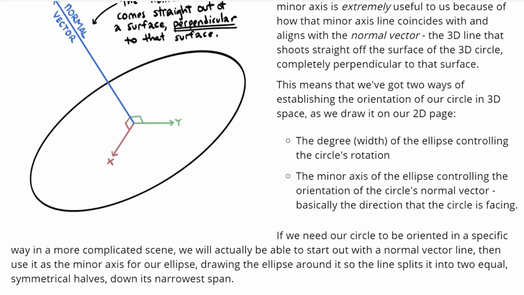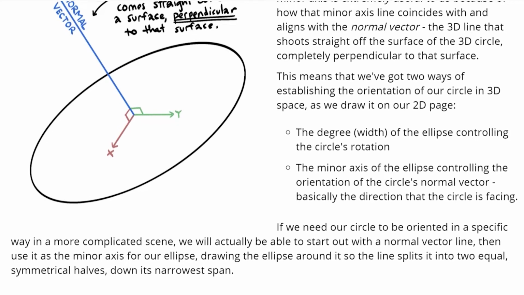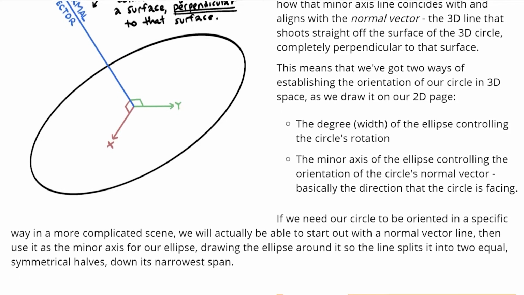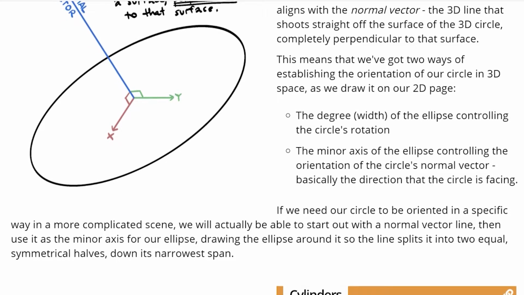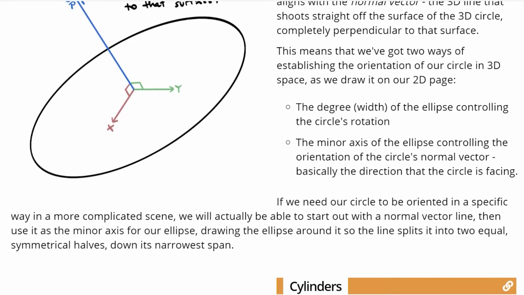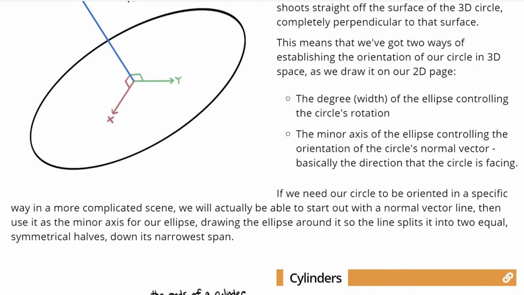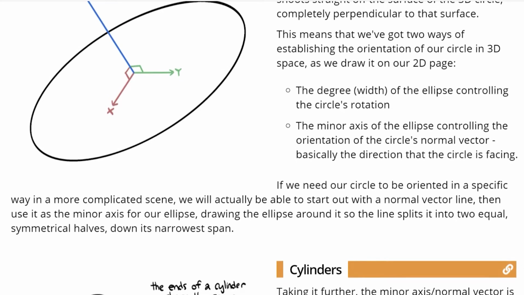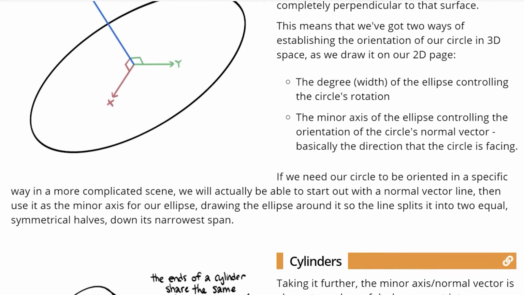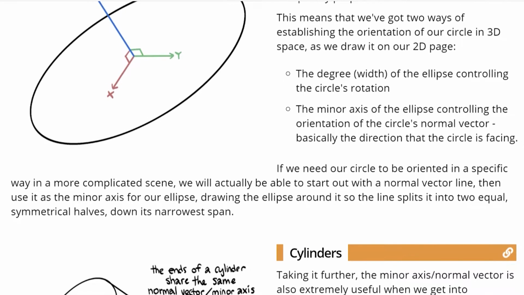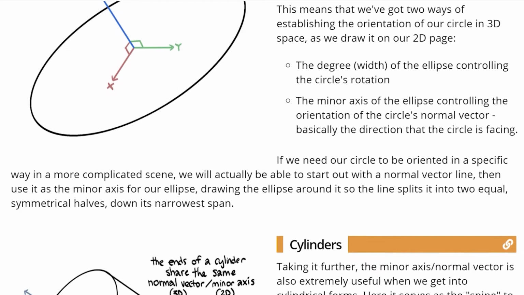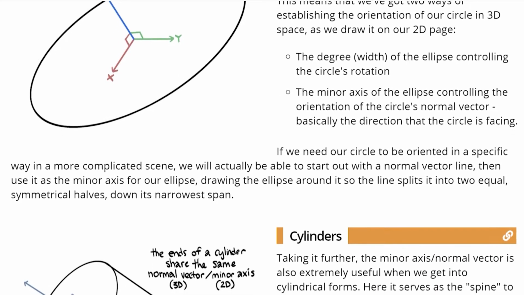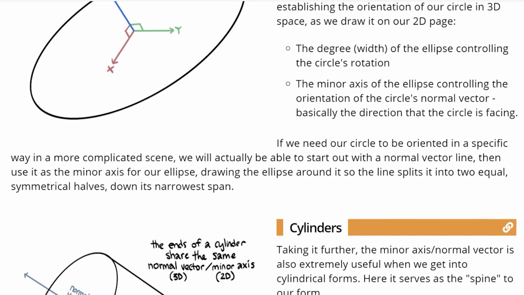If we need our circle to be orientated in a specific way, in a more complicated scene, we will actually be able to start out with a normal vector line, then use it as the minor axis for our ellipse, drawing the ellipse around it so the line splits it into two equal, symmetrical halves down its narrowest span.